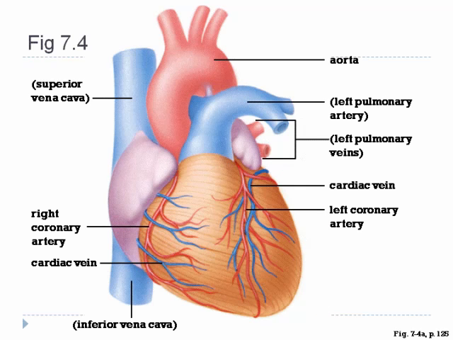There's a lot of blood vessels on the surface of the heart, but there's some major vessels that bring blood into the heart, like the vena cava. And there's some major vessels that lead away from the heart, like the aorta and the pulmonary arteries.